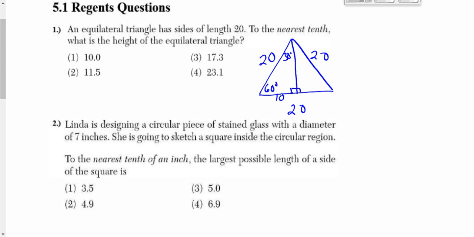What part of the 30, 60, 90 is that altitude? Everybody? It's a long leg. You got the short leg. We call it X. What does it equal?